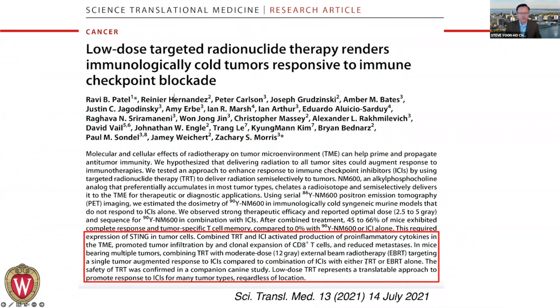In mice bearing these tumors, combining targeted radionuclide therapy with external beam therapy targeting a single tumor augmented the immune response compared to either alone. Basically, they're saying that low-dose targeted radionuclide therapy can promote the response of the immune system or immune therapies to many tumor types, regardless of location. This is great work done here at UW, showing how these combination therapies hold a lot of promise for treating patients with metastatic disease.